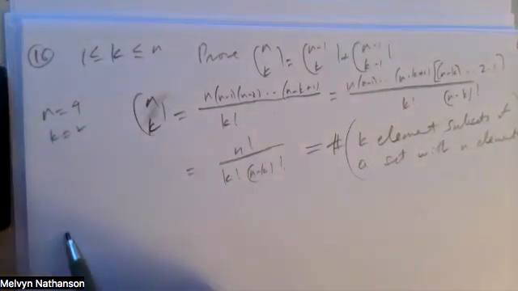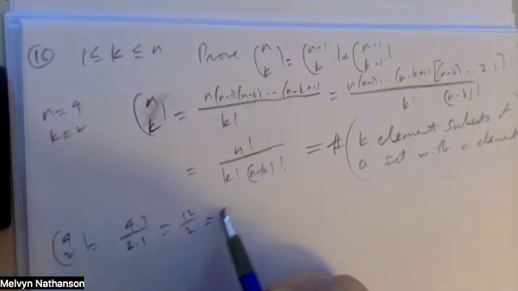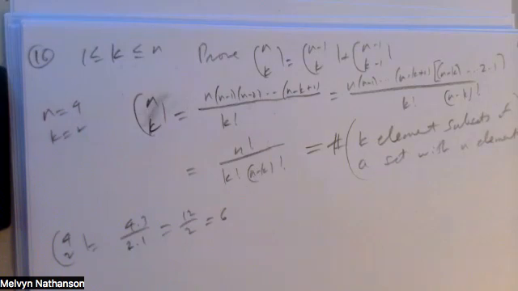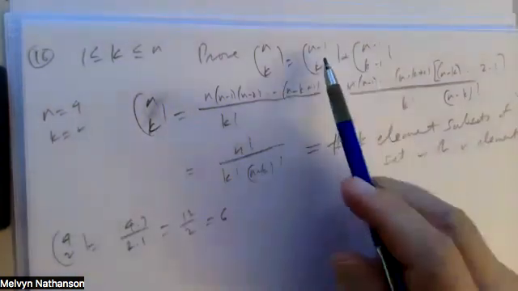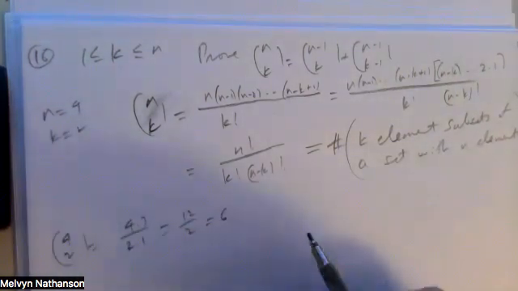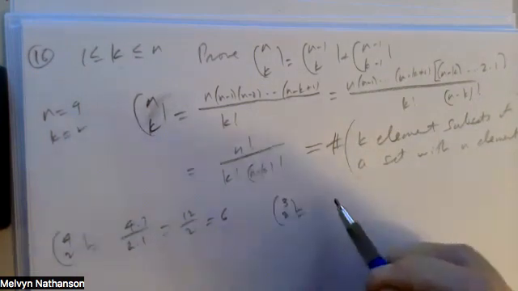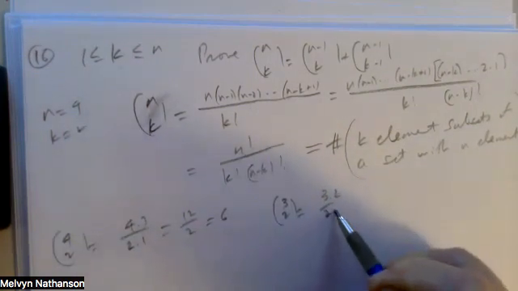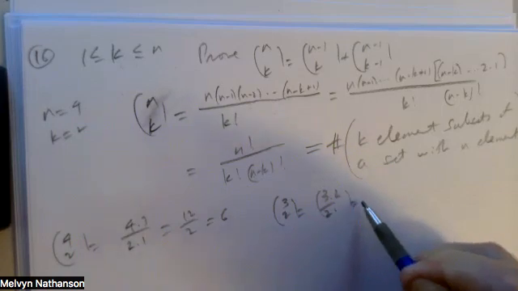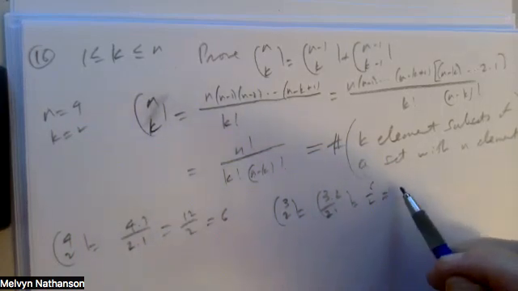So what is 4 choose 2? It's going to be 4 times 3 over 2 times 1. That's 12 over 2, that's 6. What is n minus 1 choose k? So if n is 4, n minus 1 is 3. So 3 choose 2 is 3 times 2 over 2 times 1. That's 6 over 2. That's equal to 3.